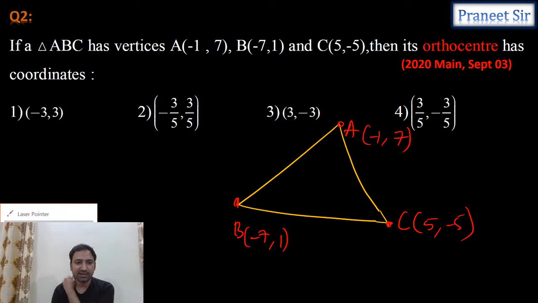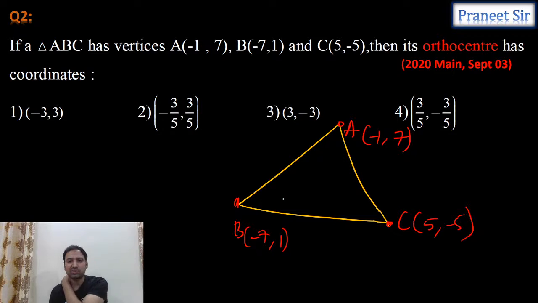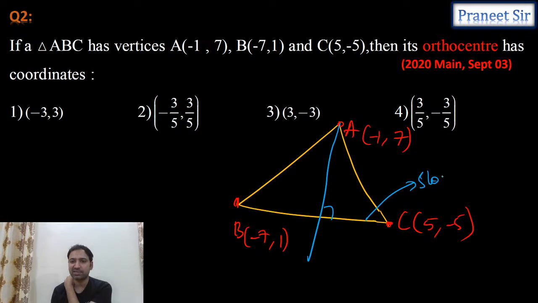Now we need to calculate the orthocenter. What is the orthocenter? The orthocenter is nothing but the point of intersection of the altitudes. So let's calculate one altitude, the one that passes through A. First, let's calculate the slope of BC. y2 minus y1 over x2 minus x1 gives -6 over 5 minus (-7), which is 12. So the slope of BC is -1 by 2.